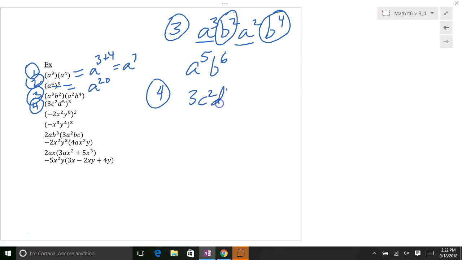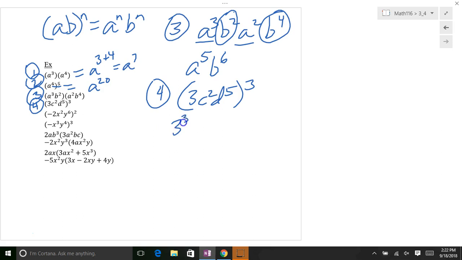3c squared d to the 5th to the 3rd. So on this one, the first rule you're going to use is you got different things taken to a power. So you got to take a to the n, b to the n as an equivalent form of that. So power of a product rule. So we're going to take 3 to the 3rd, c squared to the 3rd, and d to the 5th to the 3rd. So 3 to the 3rd, 3 times 3 times 3, 27.